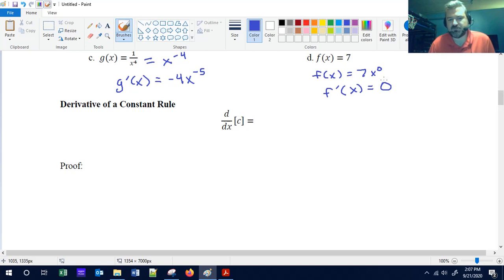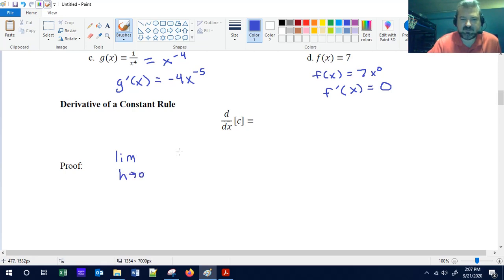But let's do this more rigorously. Let's prove this rule. We haven't proved the power rule yet, and at the end of this lesson, I will go over a proof, but only for positive integers at this time. So let's use the limit definition of the derivative to show that this is in fact 0. It has a neat little subtlety.